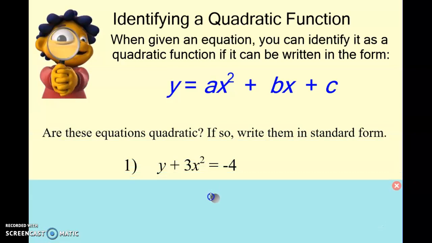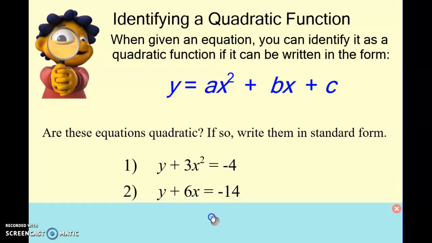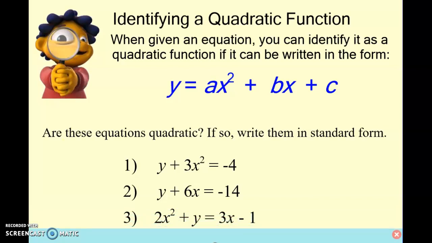Are these equations quadratic? If so, write them in standard form. And the standard form is y equals ax squared plus bx plus c. How about this one? Is this one a quadratic? And last but not least, if this one's quadratic, write it in standard form.